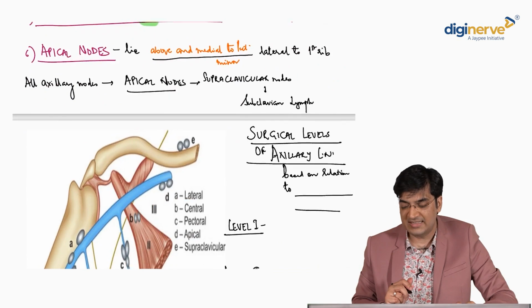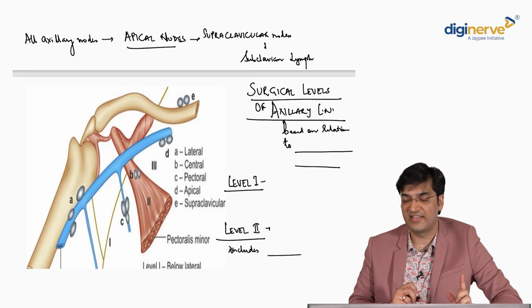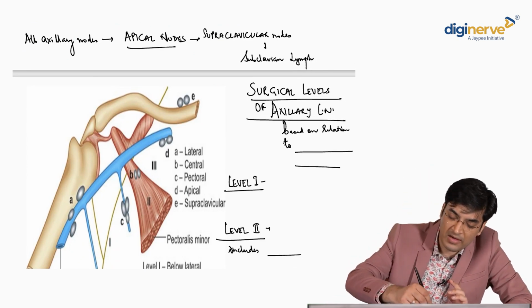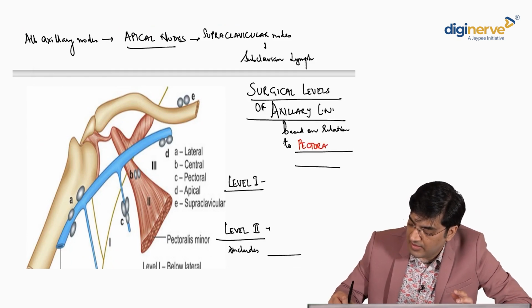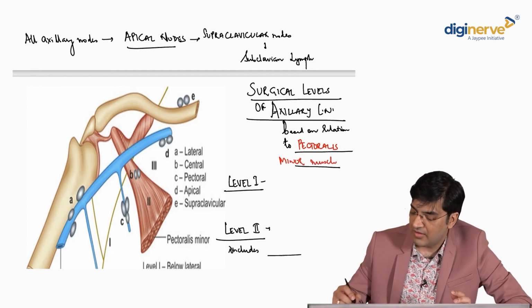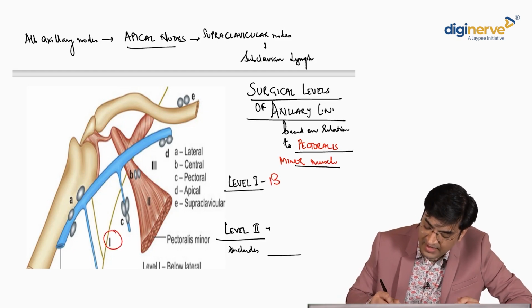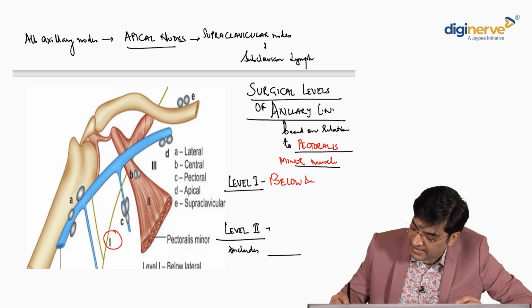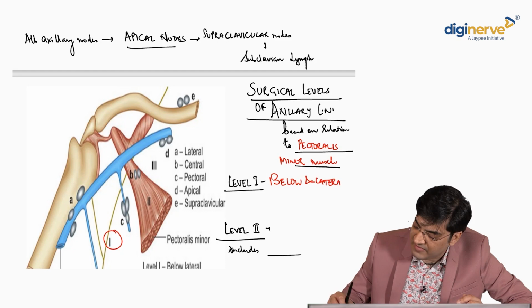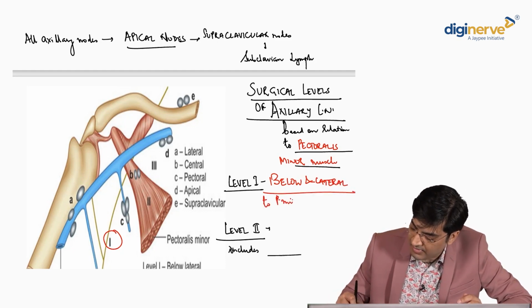Now, the question that is often asked is based on the surgical classification of axillary lymph nodes. This is based on the relation of these lymph nodes to the pectoralis minor muscle. Level 1 is the nodes located below and lateral to the pectoralis minor muscle.